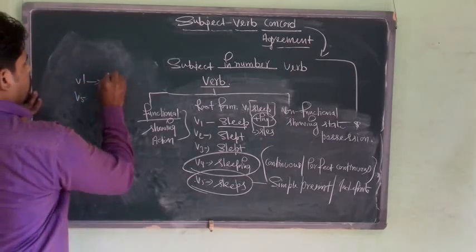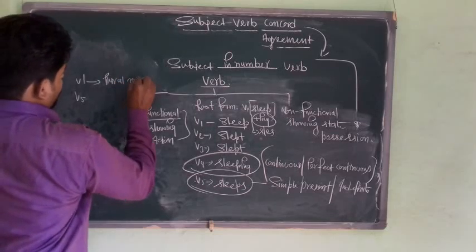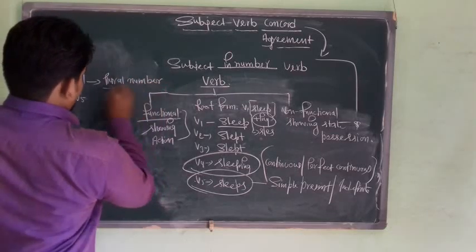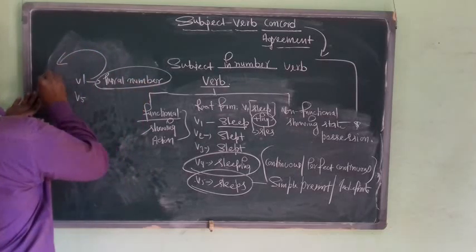Let us now know what is the number of the first form of the verb. The first form of the verb is always used in plural number, and make it a point, since it is used in plural number, it always takes a plural subject.